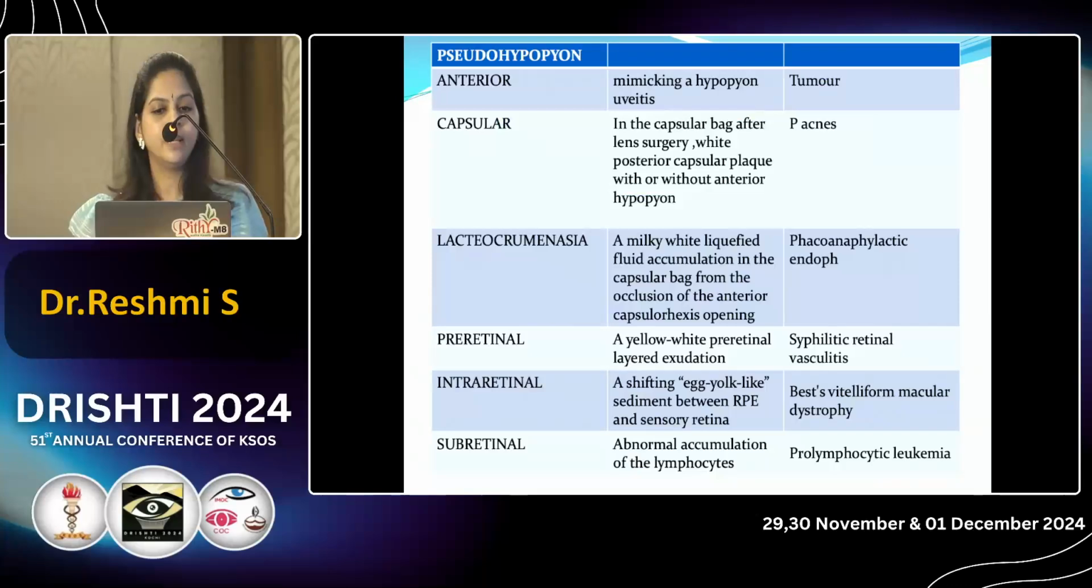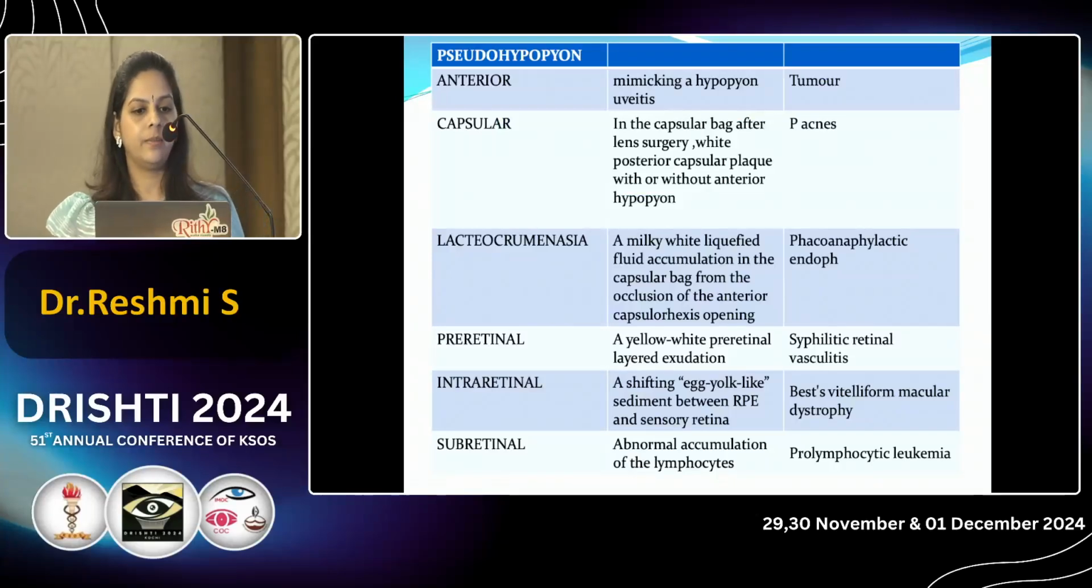Pseudohypopyon usually mimics hypopyon in uveitis when it is in the anterior chamber. It can be within the capsular bag in Propionibacterium. Lactocrit, or lacto-crumenacea, is a milky white fluid collection within the capsular bag because of the occlusion of the anterior rhexis opening. It is seen in phacoanaphylactic endophthalmitis. Pre-retinal pseudohypopyon is seen in syphilitic vasculitis, intraretinal in Best dystrophy, and subretinal in prolymphocytic leukemia.